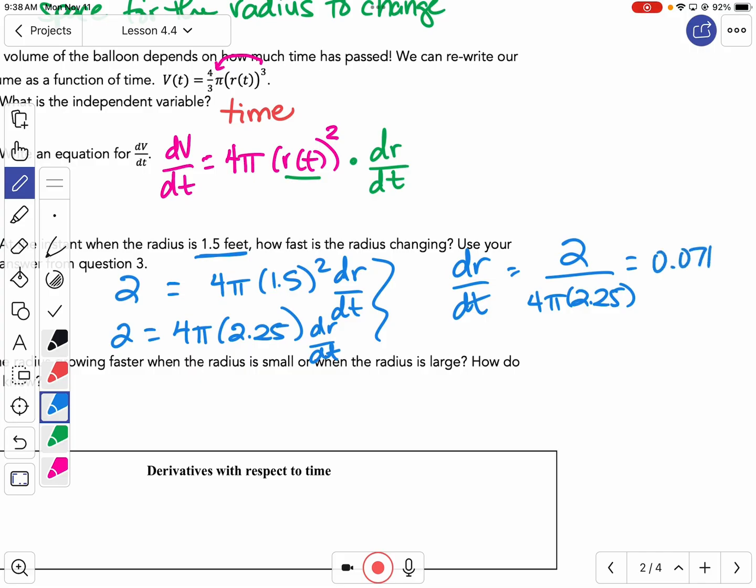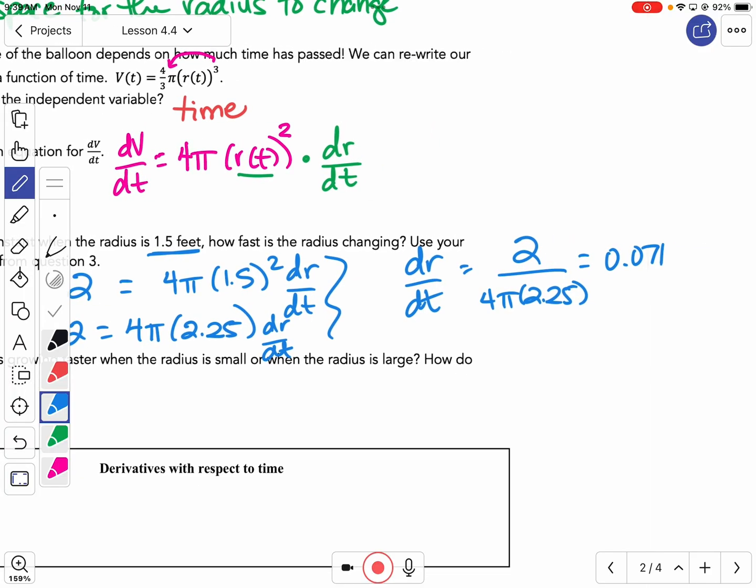Now let's think about our units. We're talking about the radius and how it's changing. How's the radius measured? Feet, and how's time measured? Seconds. So I get 0.071 feet per second. That is the rate at which the radius changes when the radius is 1.5 feet. Because that rate of change is going to differ based on what instant I'm talking about for my radius.